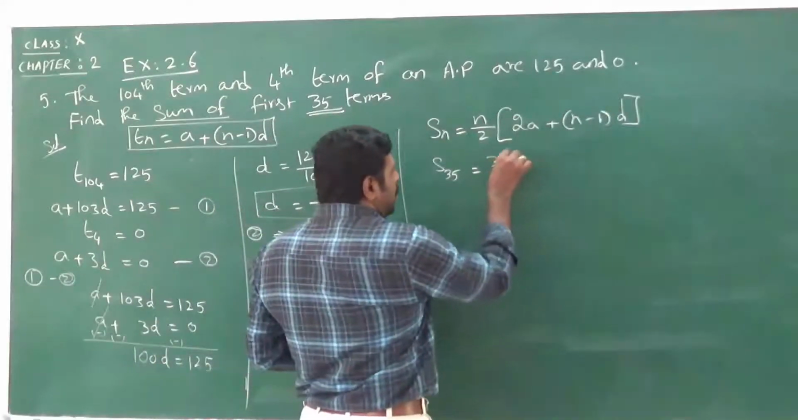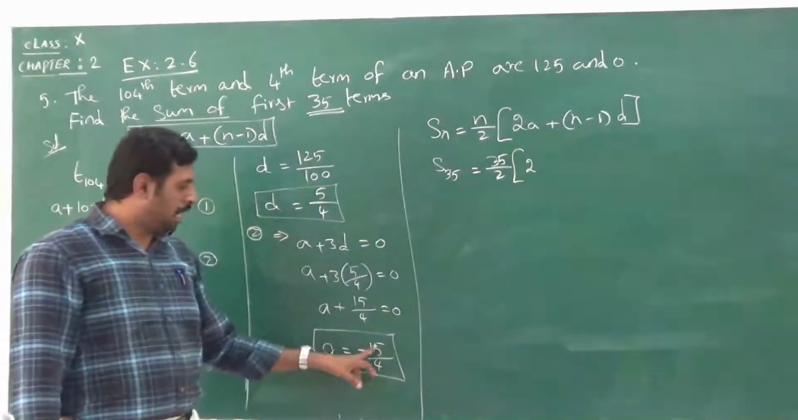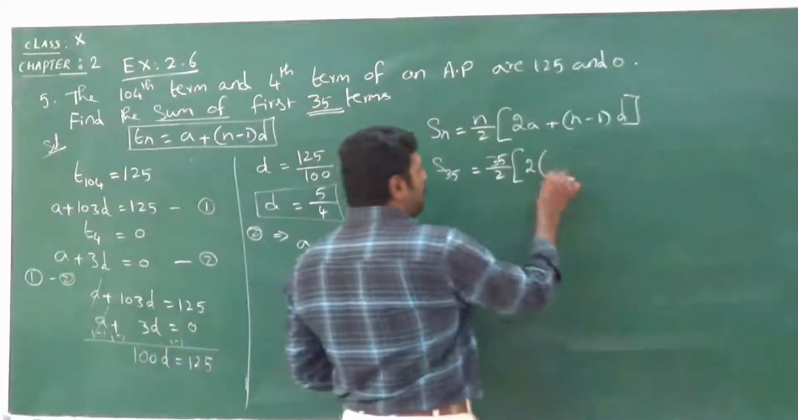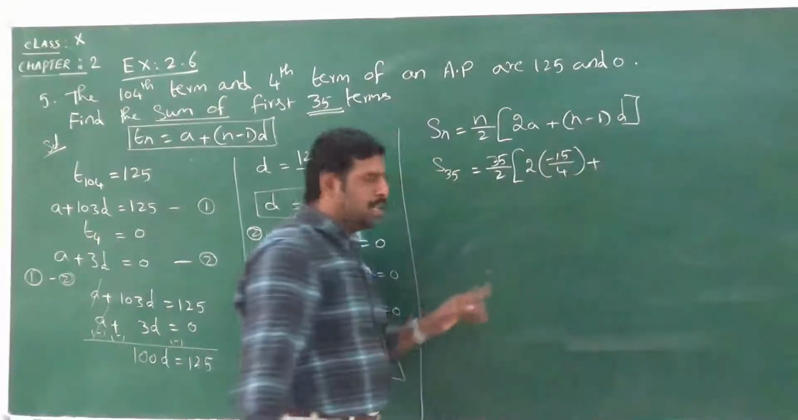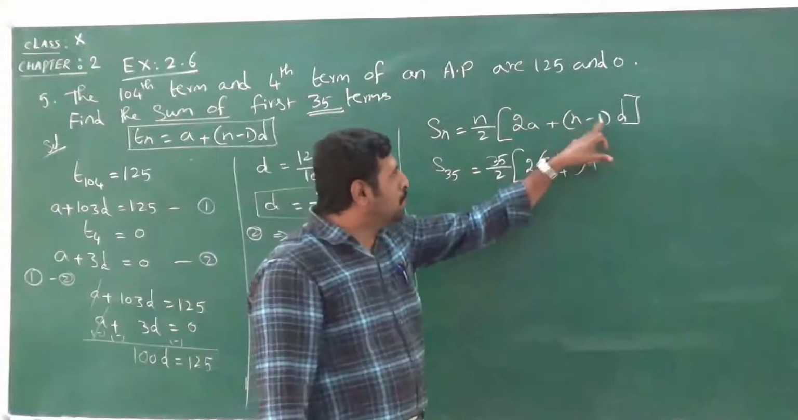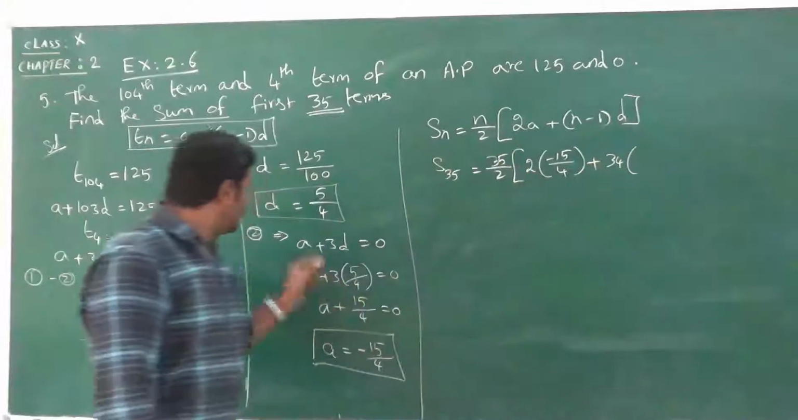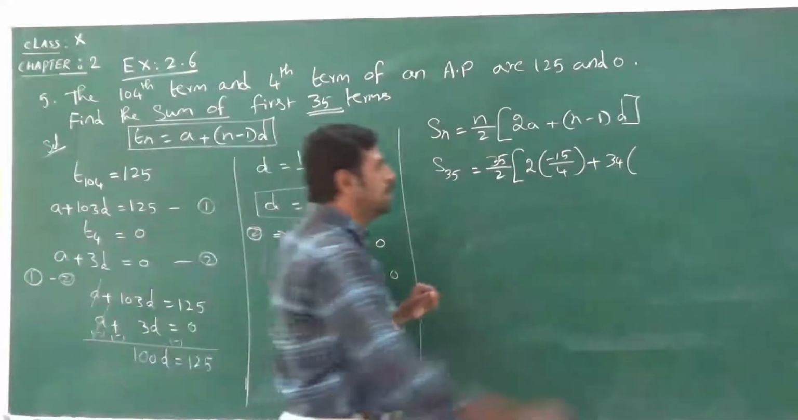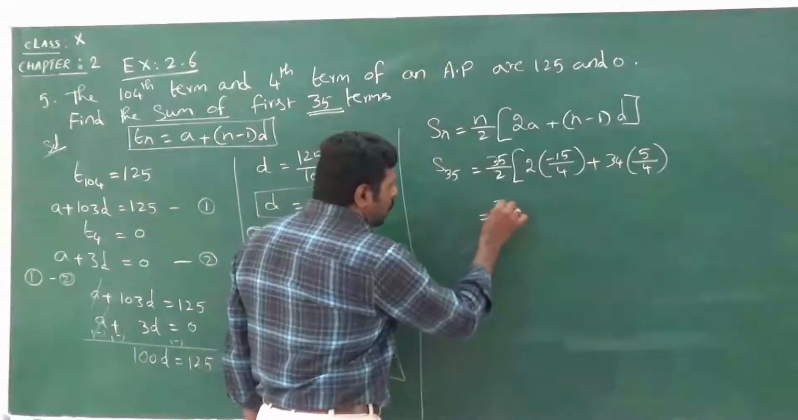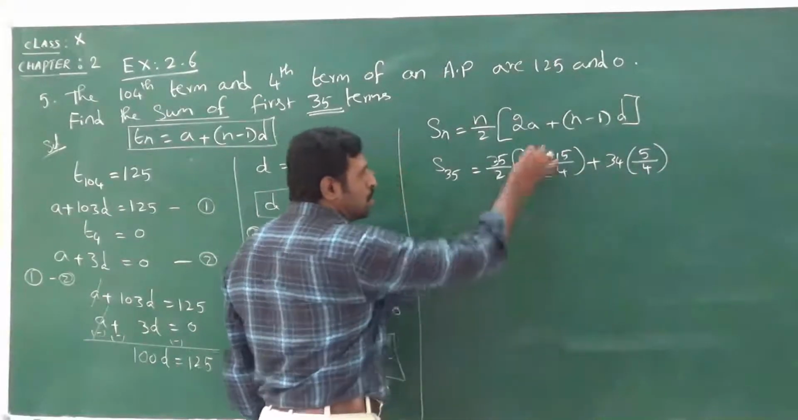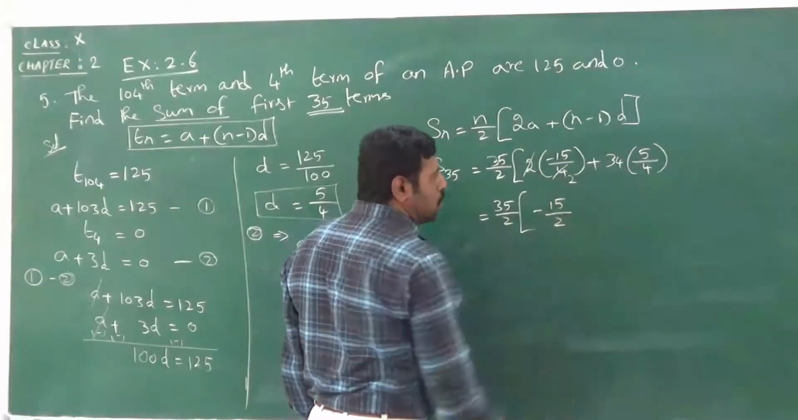Here we have 35 divided by 2 into 2 times of a value, which is minus 15 divided by 4, plus n minus 1. So n is 35. So 35 minus 1 is 34. And then d value is 5/4. Now this term is equal to 35 divided by 2. Here 2 1s are 2, 2 2s are 4. So minus 15 divided by 2.